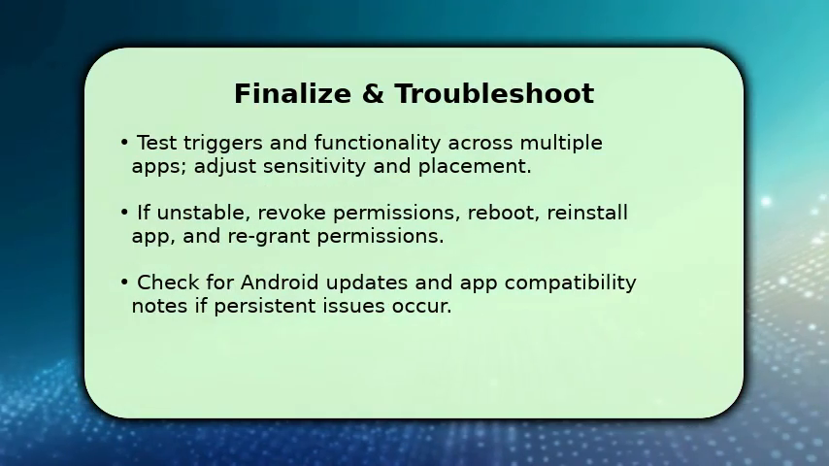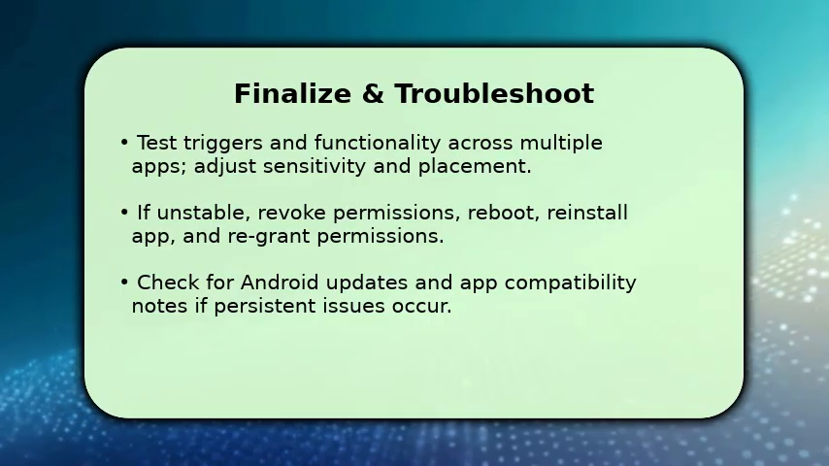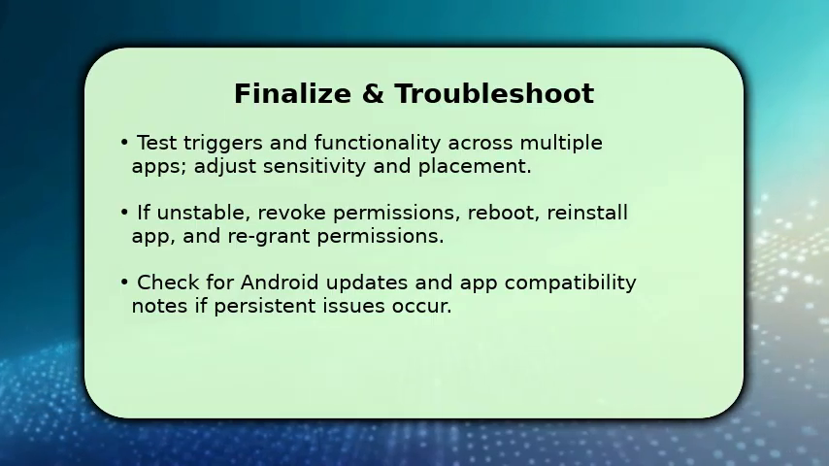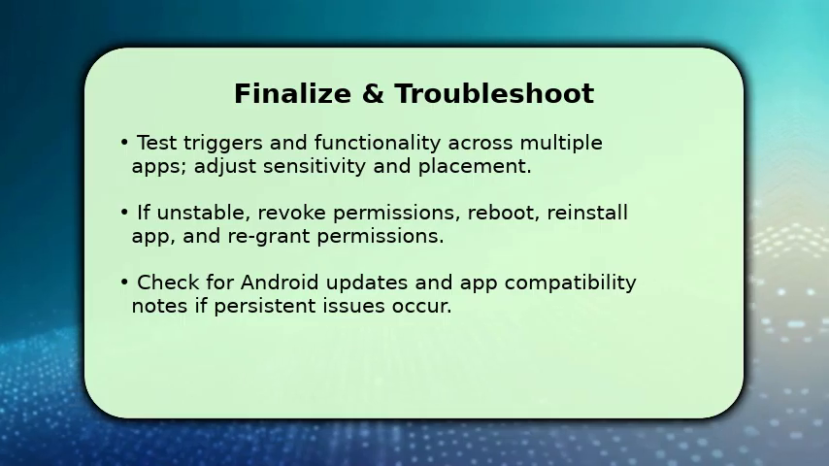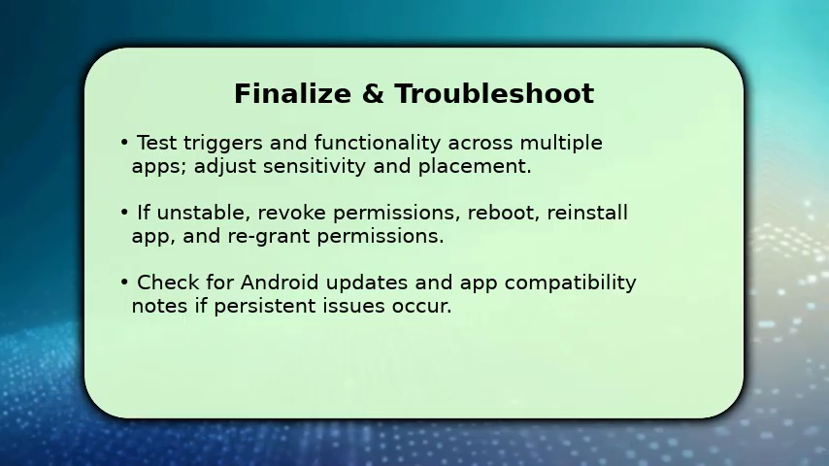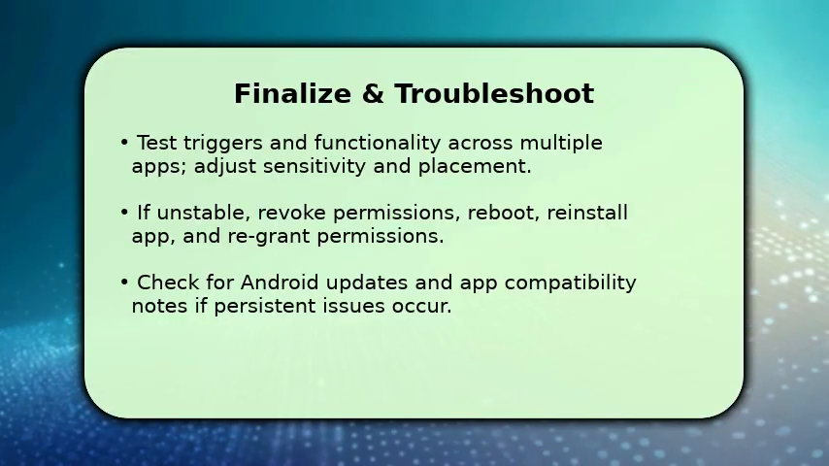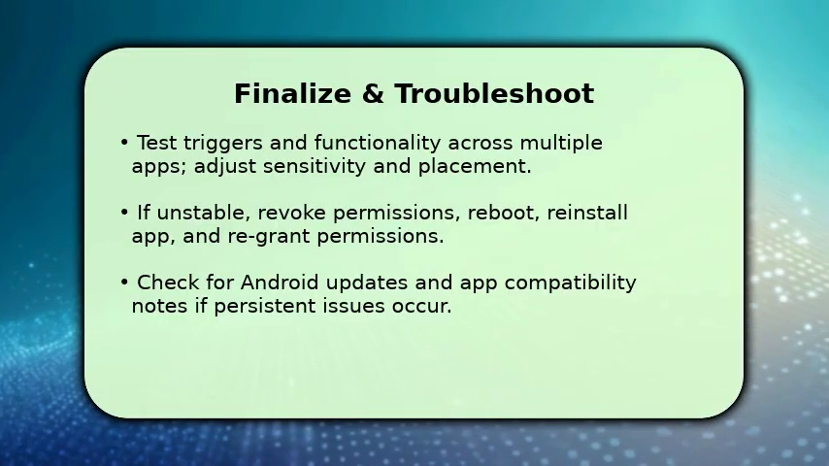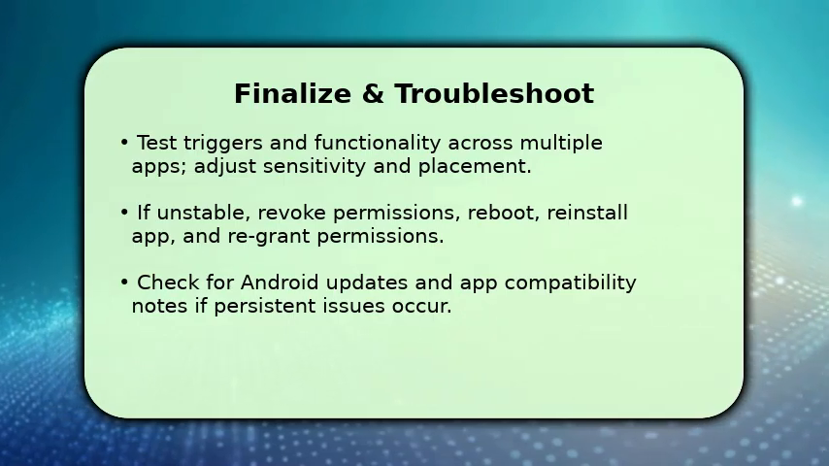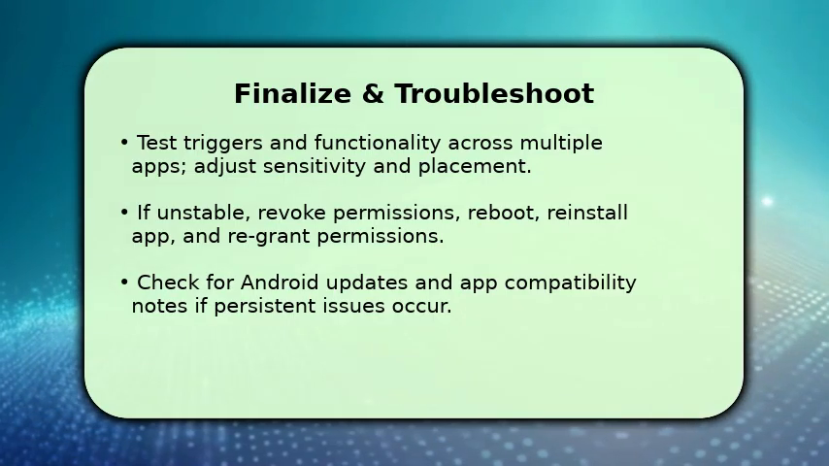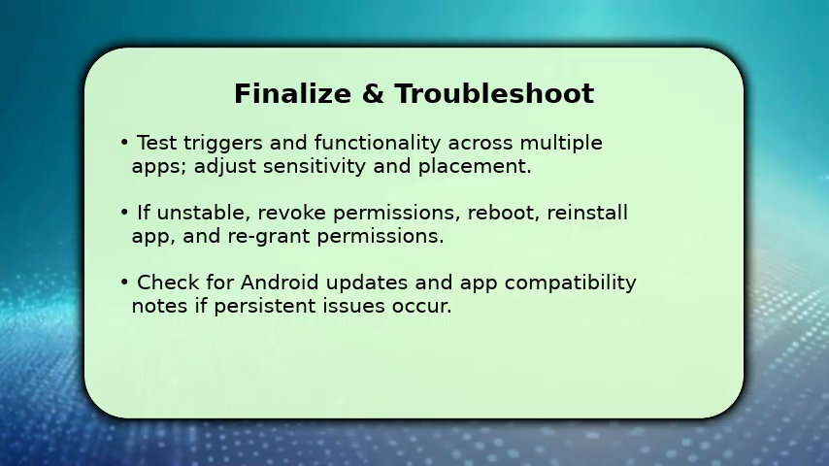Finish by testing and refining the experience. Trigger the control center in several apps and on the home screen to confirm responsiveness. Adjust sensitivity and tile arrangement if needed. If the overlay fails or gestures conflict, revoke the app's permissions, reboot the phone, then reinstall and regrant permissions. This often resolves permission or overlay priority issues.